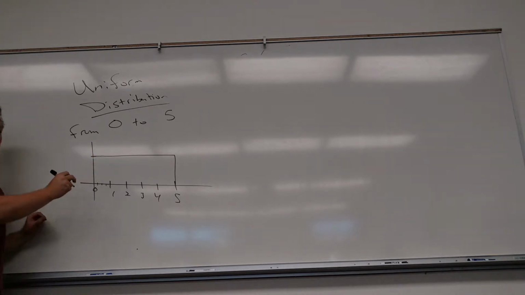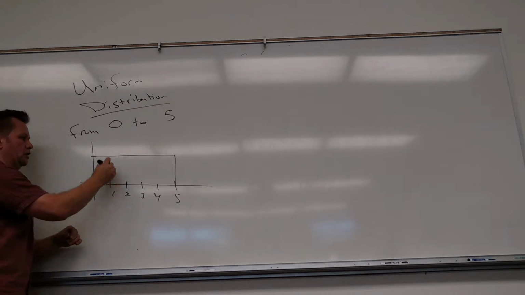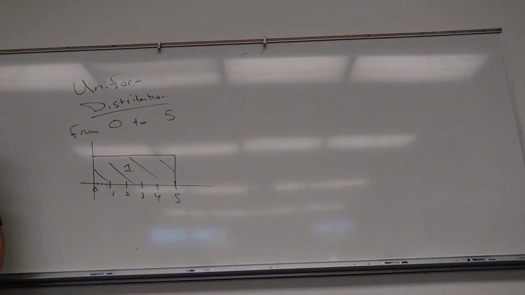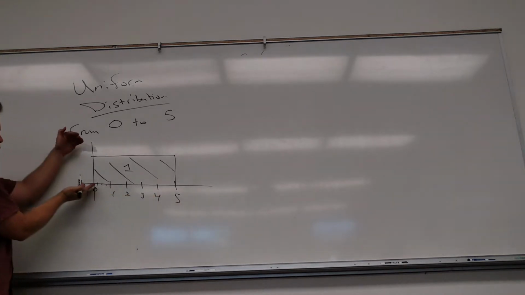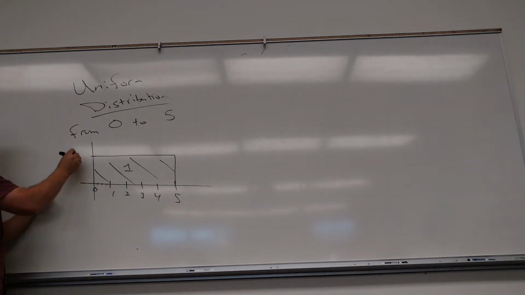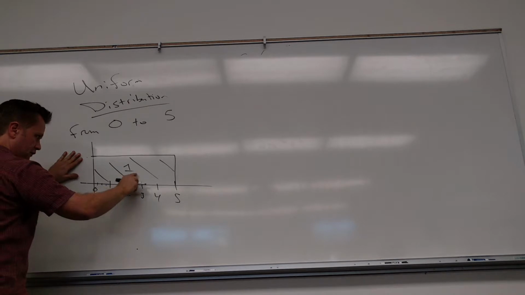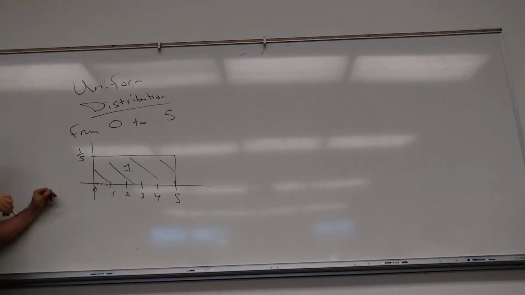So how tall should it be in order for that to be true? I want the area of this to be 1. So how tall should it be then? 0.20. Yeah, you take 5 times what to be 1? 5 times 0.2 is 1. Or you can just do 1 divided by 5, 1/5, right, which is 0.2.